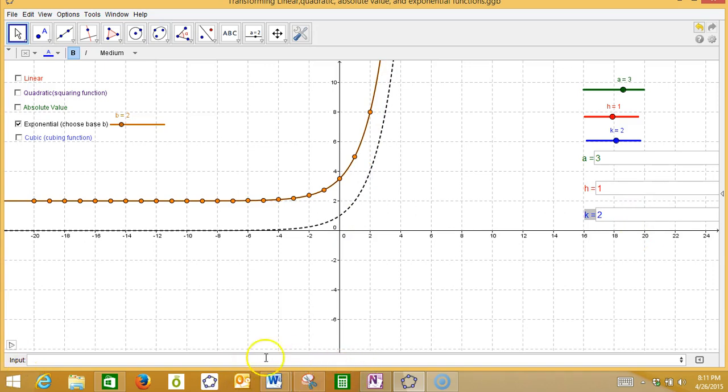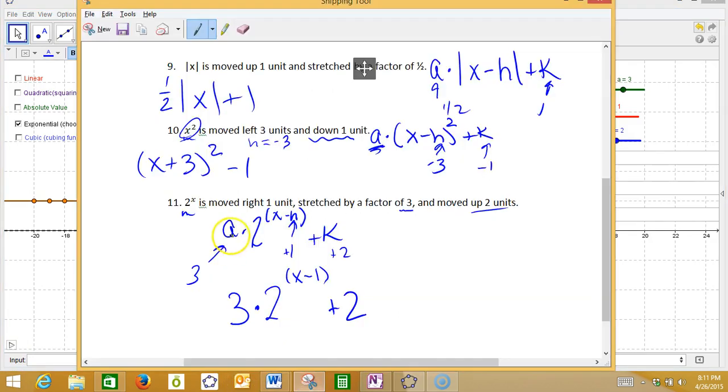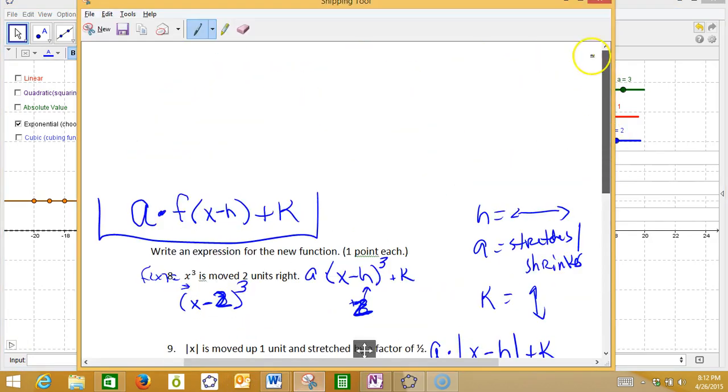Taking that transformation function, just making it make sense whether we're cubing, we're squaring, we're doing absolute value. These a, h, and k's affect all graphs the same way.